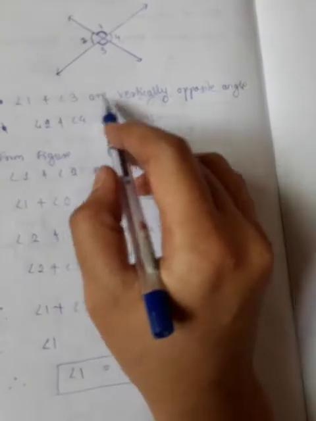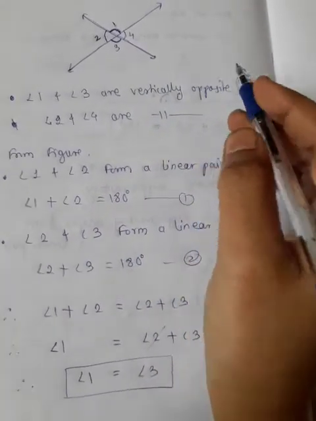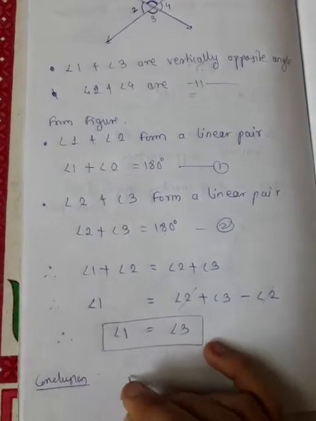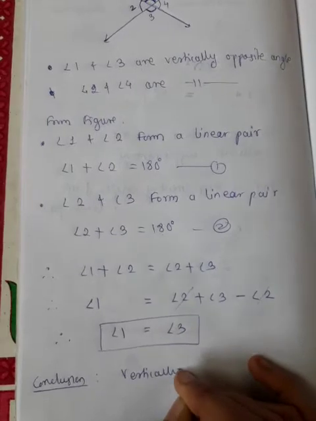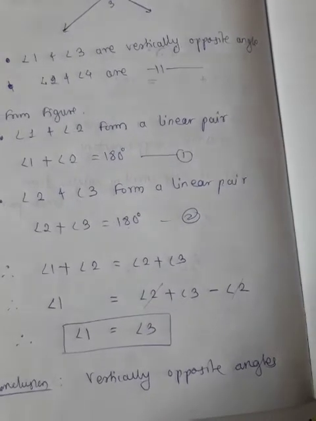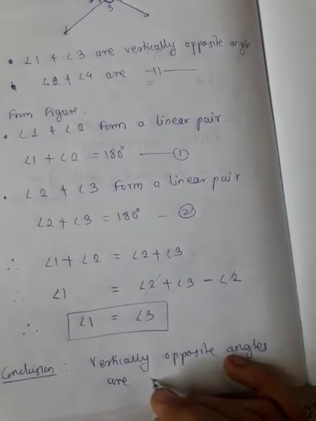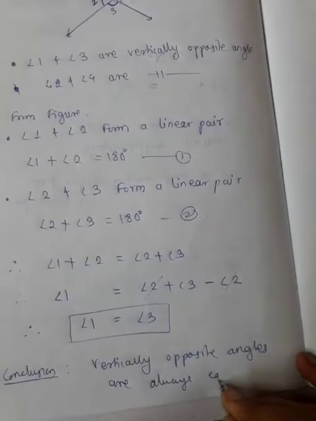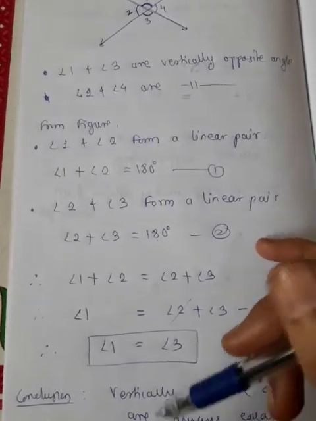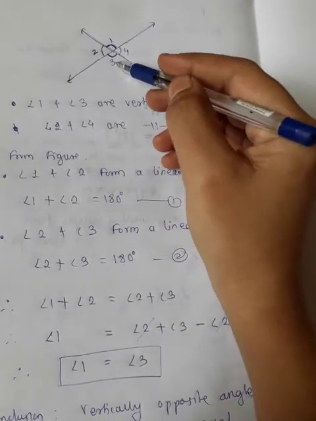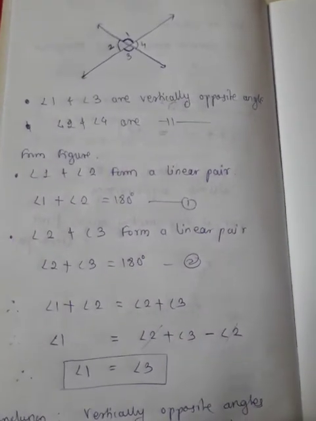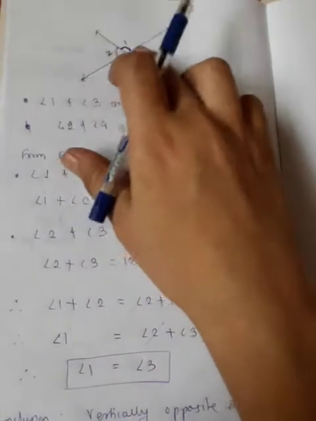So see, angle 1 and angle 3 are vertically opposite angles, so we get the conclusion that vertically opposite angles are always equal, which means they have the same measure. So see here, we have proved it: angle 1 and angle 3 are opposite angles and they are equal. So vertically opposite angles are always equal. You can prove it for angles 2 and 4 also.